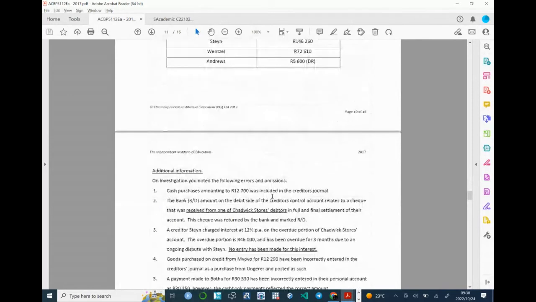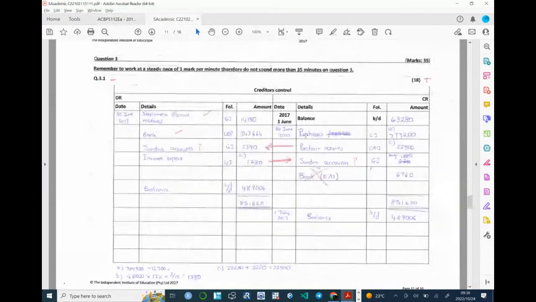Oh, what they did here, sorry, I lied. Let's actually just look at. They gave us the creditors control for 30 June, but it was a mess. Okay? There were errors to it. So what you need to do was to take that creditors control and rectify it. Okay? So I was just here doing some corrections to the student who I was working with.